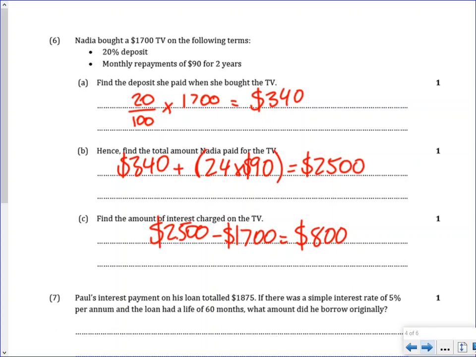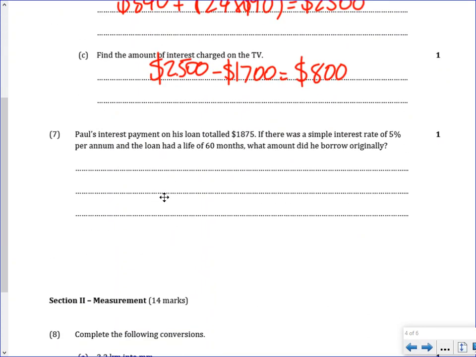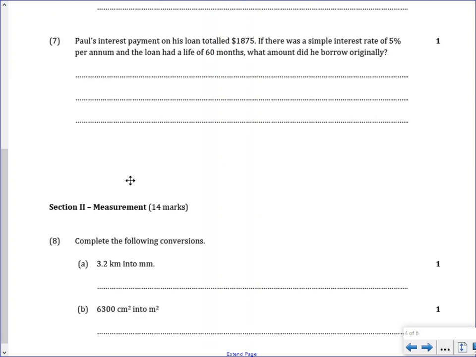Yep. So, going on to this next question, last one for financial maths. Paul's interest payment on his loan totaled to be this amount. He chose a simple interest rate of 5% per annum. The loan had a life of 60 months. Keyword there, months. What amount did he originally borrow?